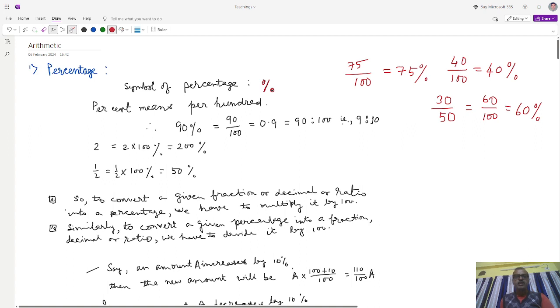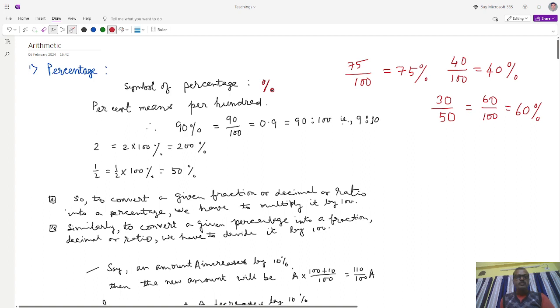Percent means per 100. Therefore, 90% equals 90 by 100. It may be represented as 0.9. 90 by 100 is equal to 0.9. It may also be represented as 90 is to 100, that is 9 is to 10. So 90% can be written as 90 by 100, as 0.9, or as 9 is to 10.